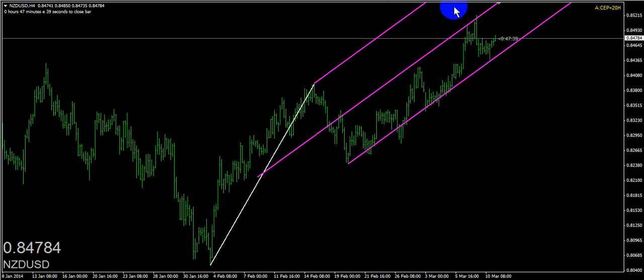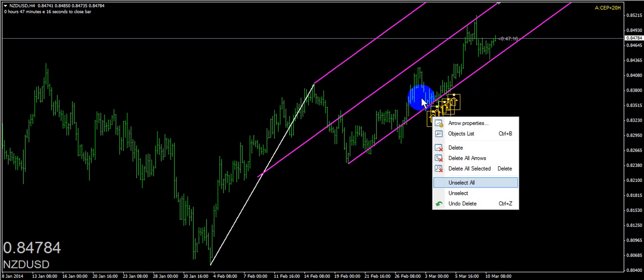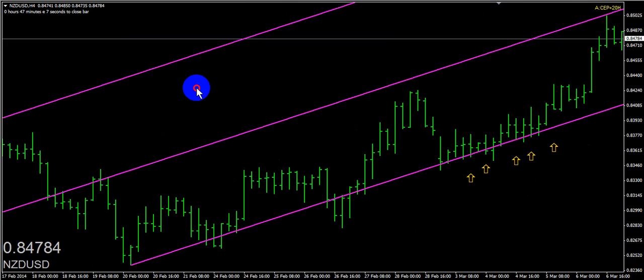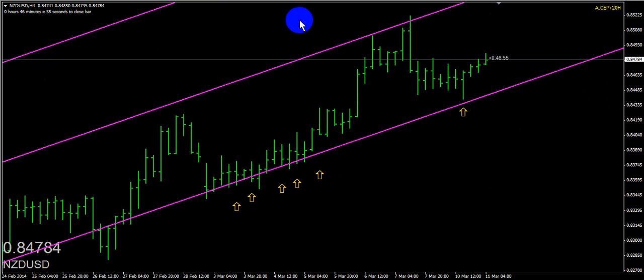So we see many touches on this, and many possibilities to enter. It kept routing this line along beautifully up on here, and it gave you another opportunity to long right there.